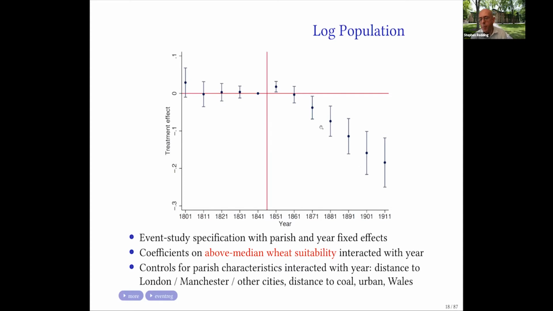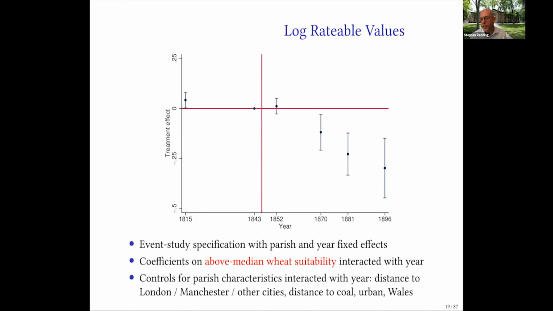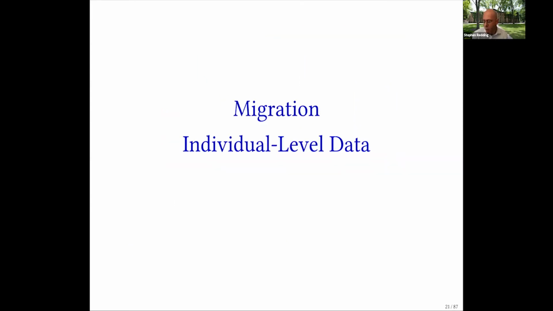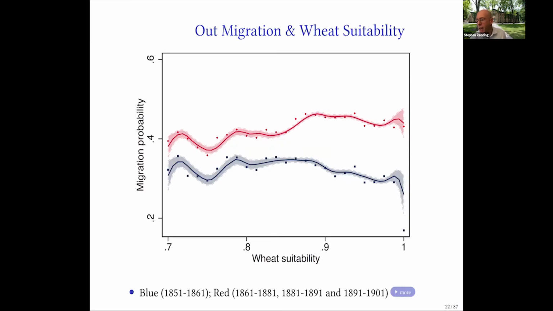And it becomes particularly big from 1871 onwards, exactly consistent with the timing of the grain invasion, exactly as we expect. We see a similar pattern for rateable values, so this is also affecting the value of land and buildings. When we look at poverty, we see temporary increases in poverty in high wheat suitable areas relative to low wheat suitable areas. And then when we look at our individual level migration data, we see that this population redistribution is being driven by individual migration.